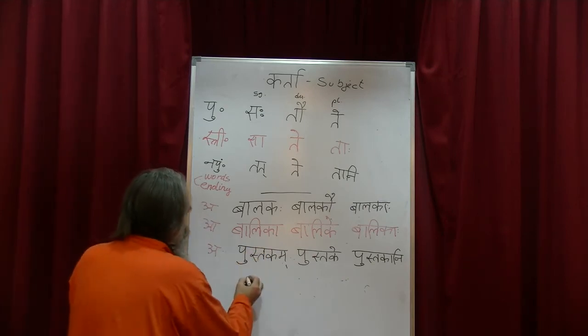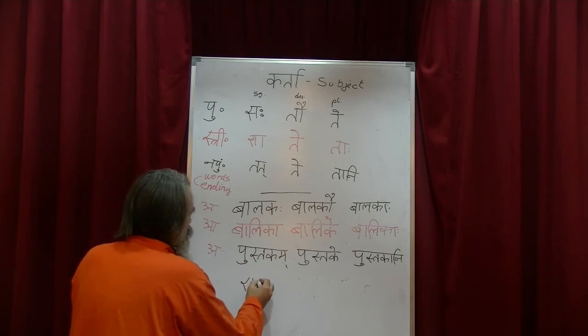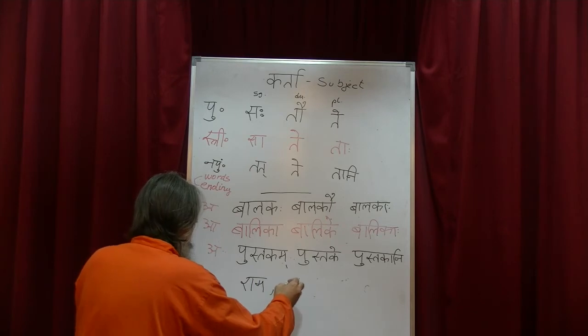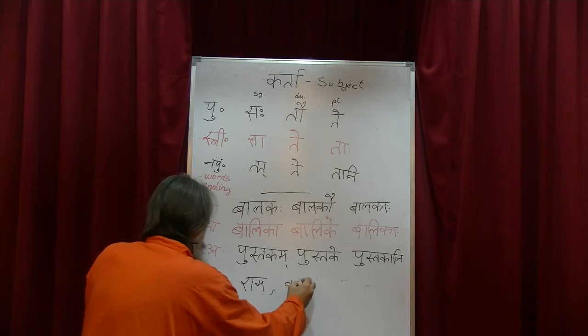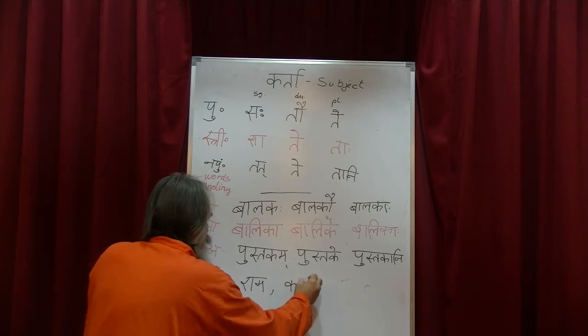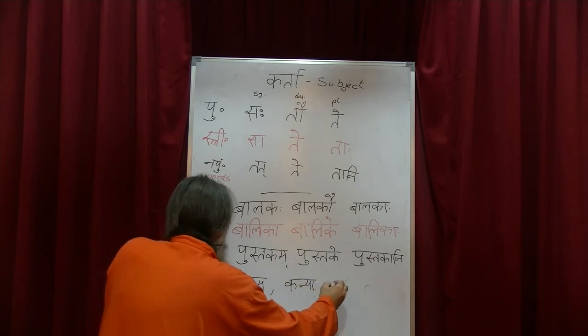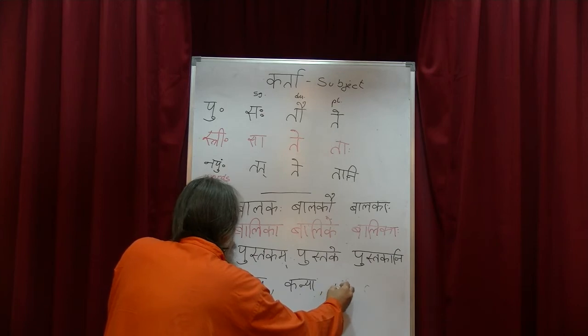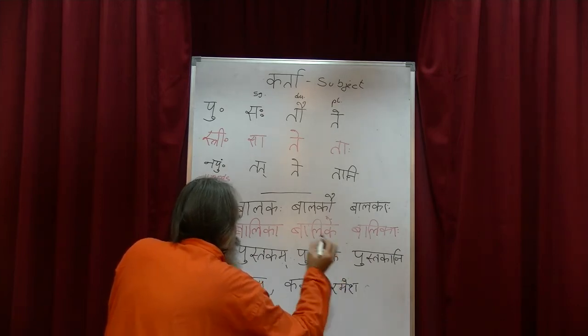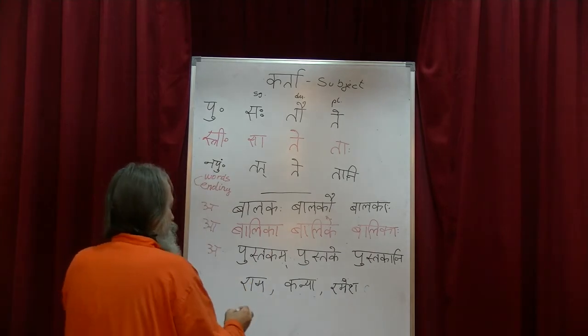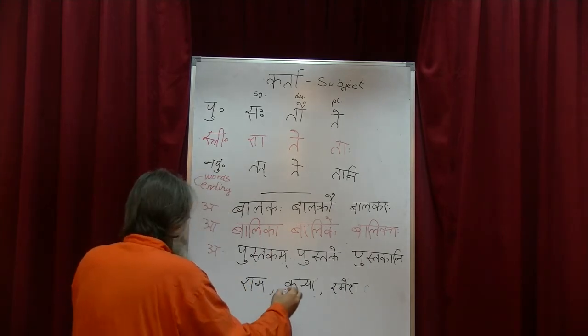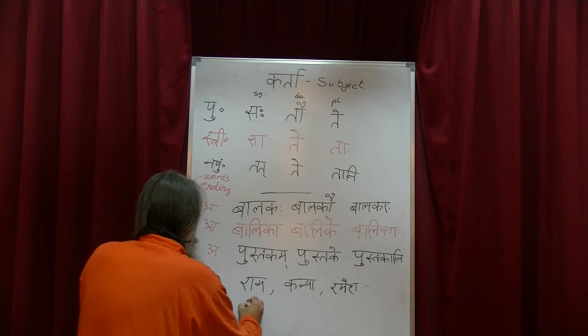In the same way, if it's possible, you should write Ram, Kanya, Ramesh, Manushya.